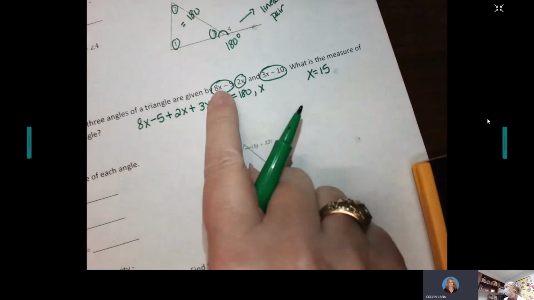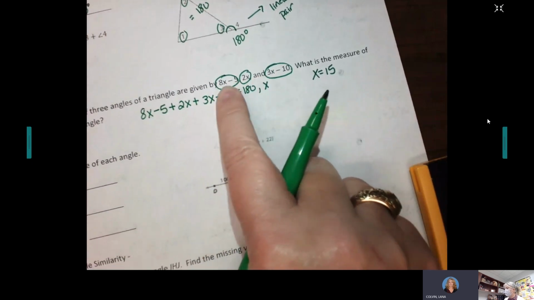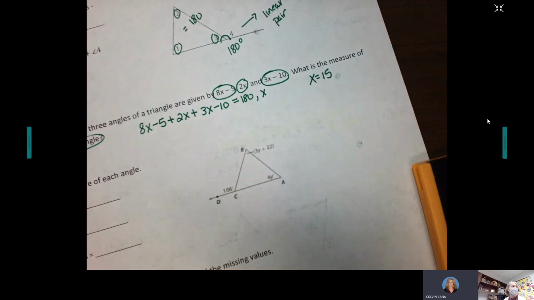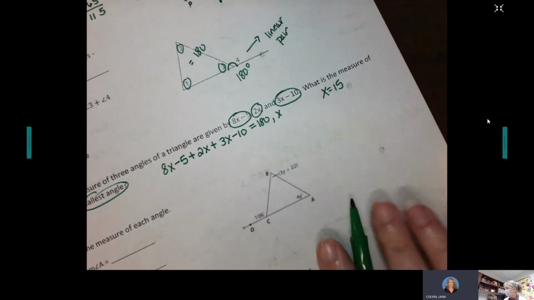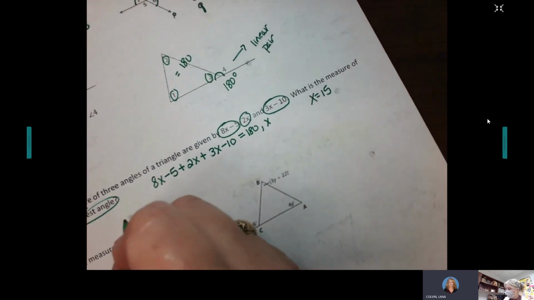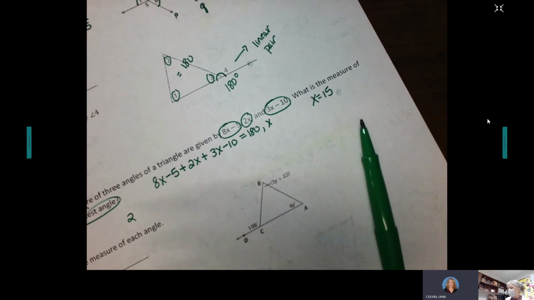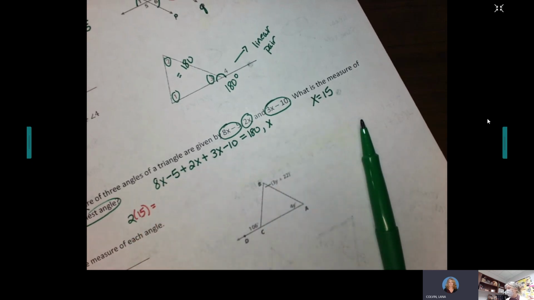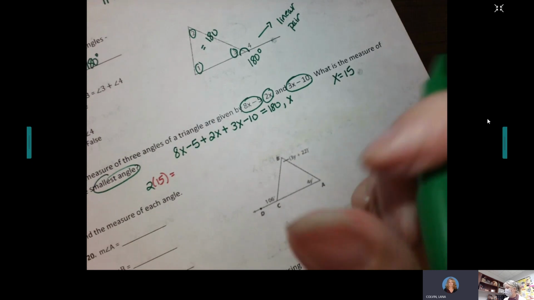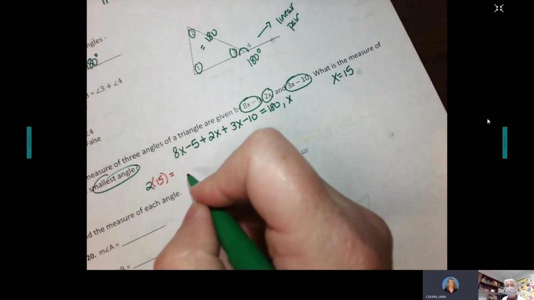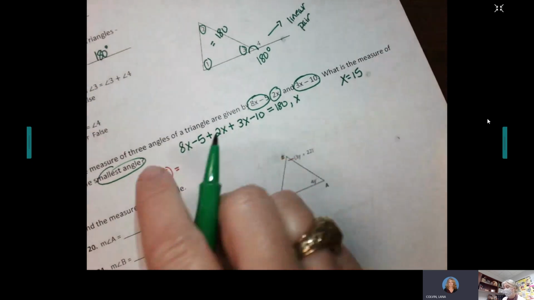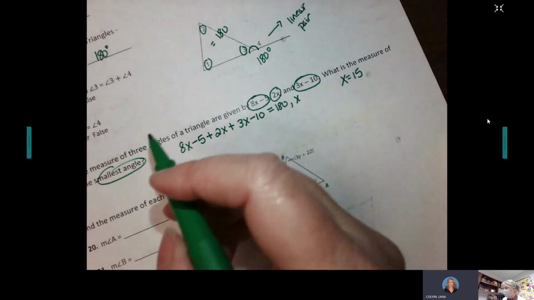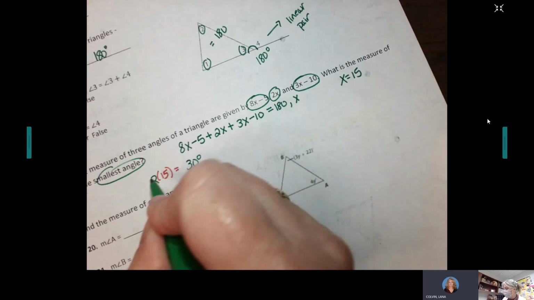All right, now, Juliana, which one of these do you think is going to be the smallest angle? The 2x, right? It makes sense, right? So I'm going to do 2 times 15. And what is 2x? What is 2 times 15? 30. 30 degrees is my answer.